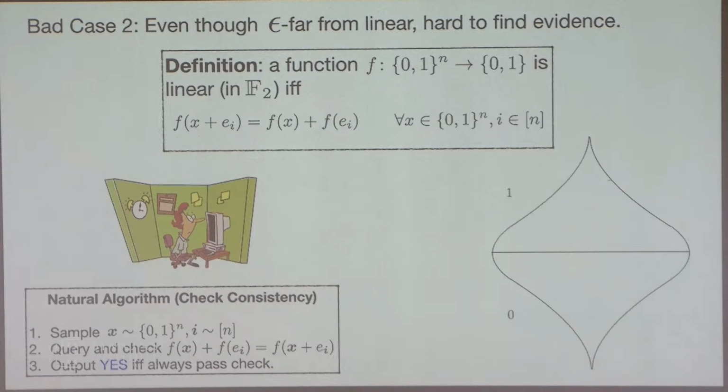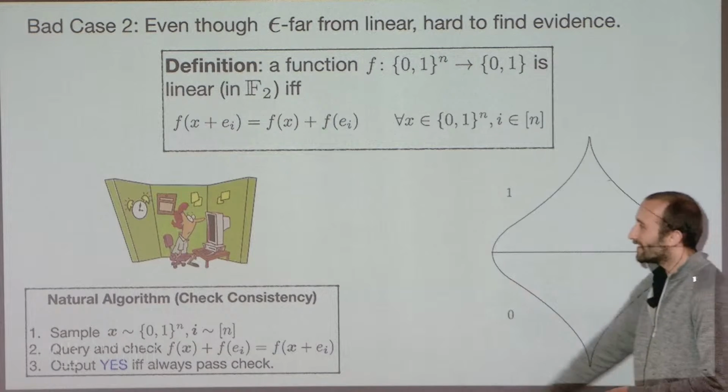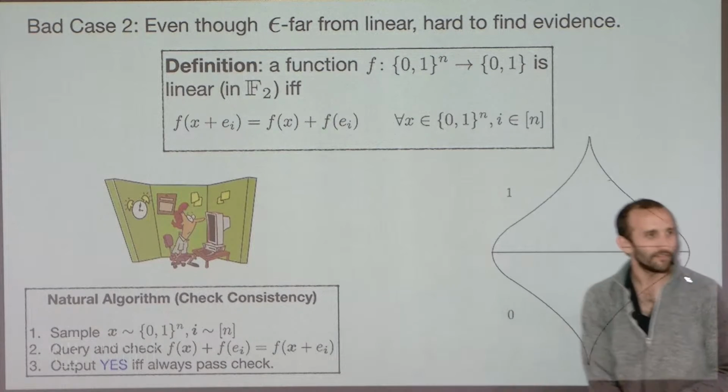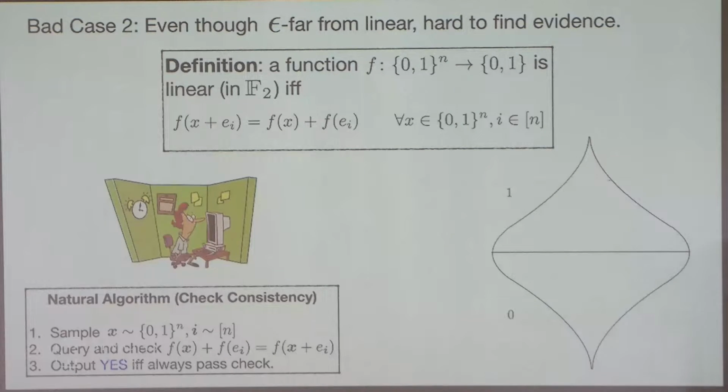And the example is just the following. Consider the majority function. If the number of 1s is less than n over 2, it evaluates to 0. If the number of 1s is greater than n over 2, it evaluates to 1. Now this function is also far from being linear. But if you run this test on just a few examples, you're not going to spot the evidence of nonlinearity.